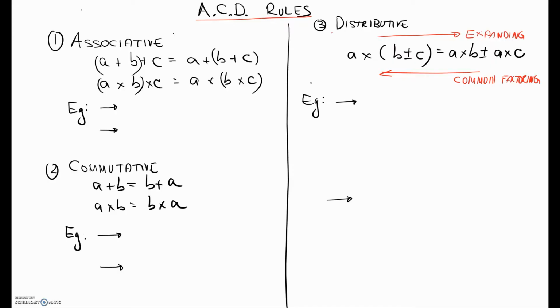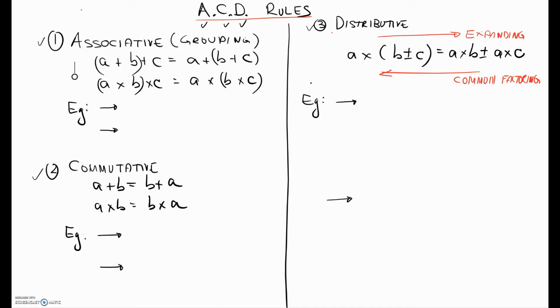So at the beginning of any algebra lesson, I usually start with what I call the A.C.D rules. A.C.D. The A stands for associative, the C stands for commutative, and the D stands for distributive. Another name for the associative property is actually called the grouping property. Okay? So let's start with the associative property.